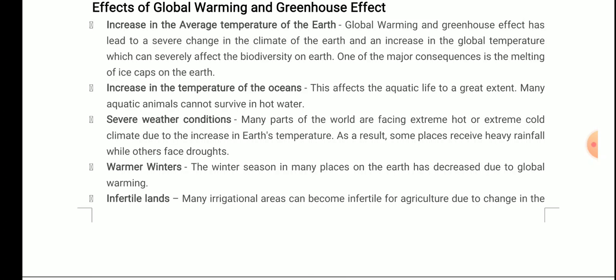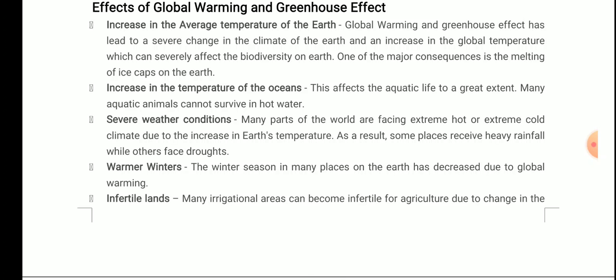Second, increase in the temperature of the oceans. See, as the temperature of the Earth is increasing, a large amount of heat is also absorbed by the water, that is, the oceans. So this affects aquatic life to a great extent. Ultimately it results in the increase in the temperature of water also, and many aquatic animals cannot survive in hot water.